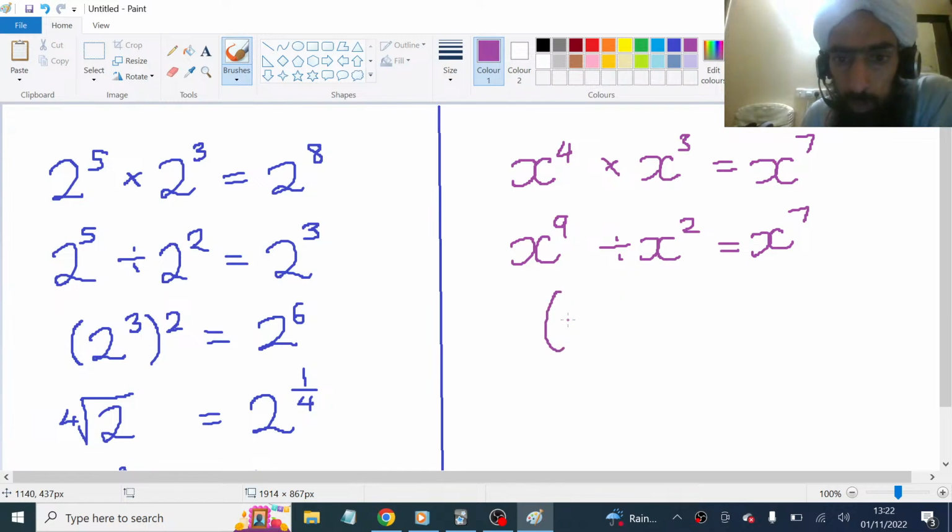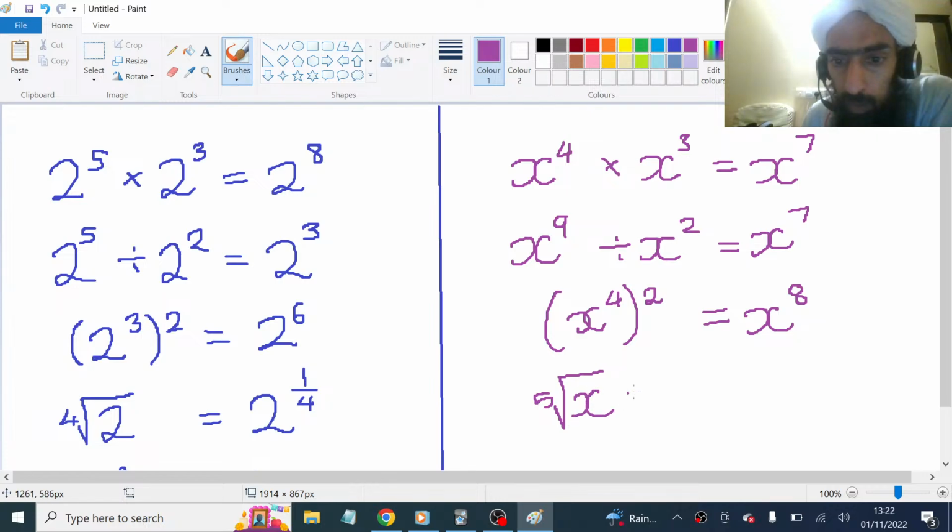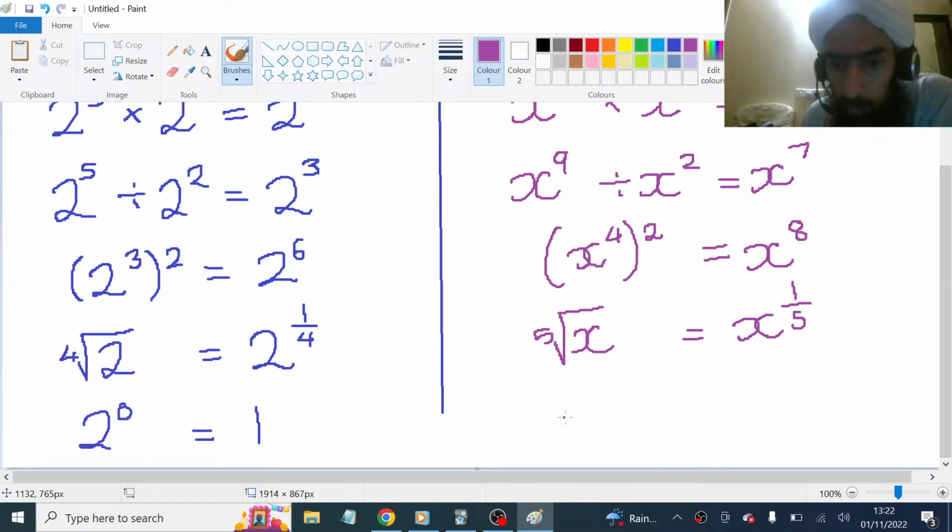With brackets, x to the power 4, and outside is a power 2. We times the powers. And then if we've got, say, the fifth root of x, then that can be rewritten as x to the power as a fraction, 1 over 5. And finally, x to the power 0 is equal to 1.